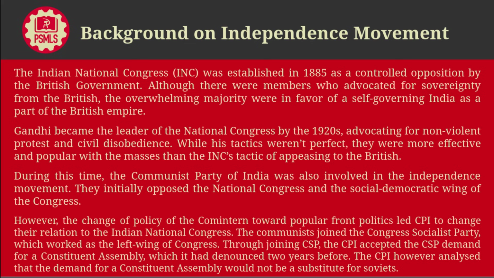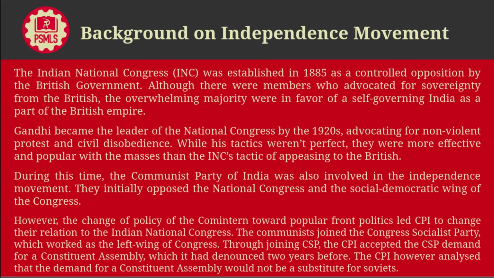They initially opposed the National Congress and the Social Democratic wing of the Congress. However, the change of policy of the Comintern toward Popular Front politics led CPI to change their relation to the Indian National Congress. The Communists joined the Congress Socialist Party, which worked as the left wing of Congress.